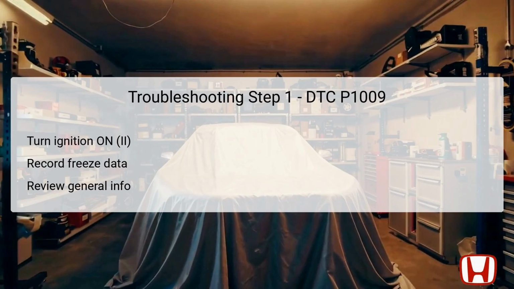The first step in troubleshooting DTC P1009 is to turn the ignition switch to the on position, also referred to as position 2. Before proceeding with clearing the diagnostic trouble code DTC, it's essential to record all freeze frame data. Freeze frame data captures the engine conditions at the time the fault occurred, providing a snapshot that can be invaluable during diagnosis. It gives mechanics insight into what was happening, such as engine speed, temperature, and other vital parameters of the vehicle at that time.